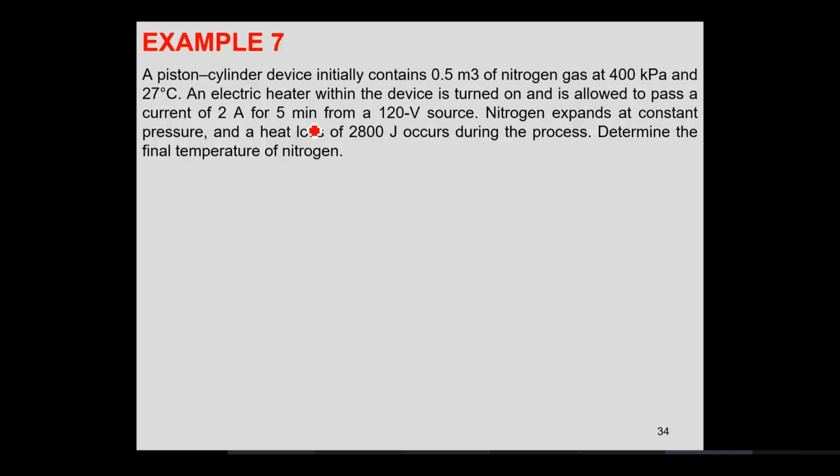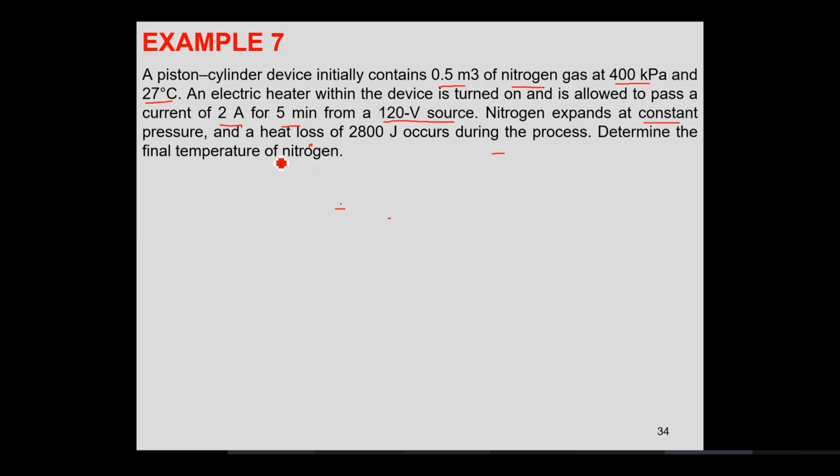numericals. Now, this is one of the numericals, which states that a piston cylinder device initially contains 0.5 meter cube of nitrogen gas at 400 kilopascal and 27 degrees centigrade. An electric heater within the device is turned on and allowed to pass a current of 2 amperes for 5 minutes, and a 120-volt source is being used. It says that nitrogen expands at constant pressure.